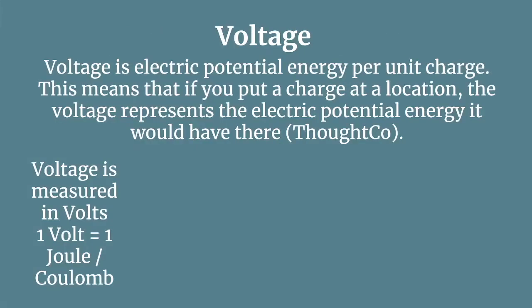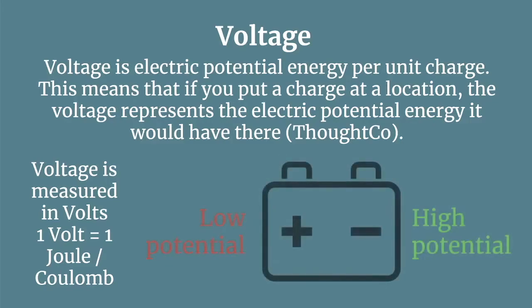Voltage, measured in volts, is an electric potential difference. An ideal battery has a certain voltage, sometimes called EMF for electromotive force, across its positive and negative ends. This electric potential difference can be thought of as a difference in pressure. Electrons leave the negative end of the battery, which is at a high potential, and return in through the positive end of the battery, which is at a low potential.